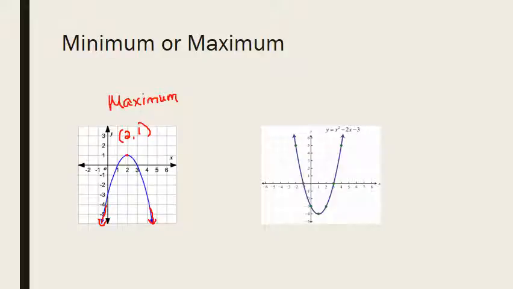Okay, let's look at the next graph here. Notice that the arrows keep going up. That means the highest point on this graph would be infinity, so we do not have a maximum. But if we look right here, the lowest point is right there, and that point is 1, -4. And that is our minimum point. Notice that the maximum and the minimum is always at the vertex. So it's always the vertex.